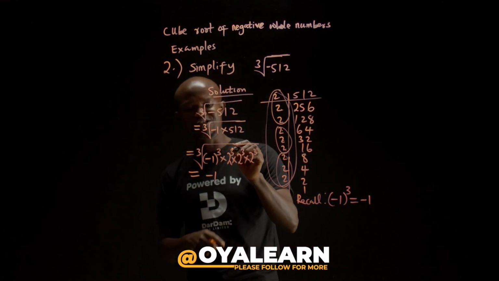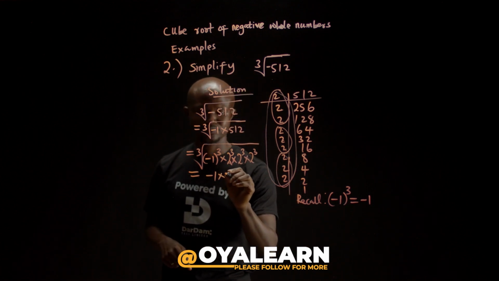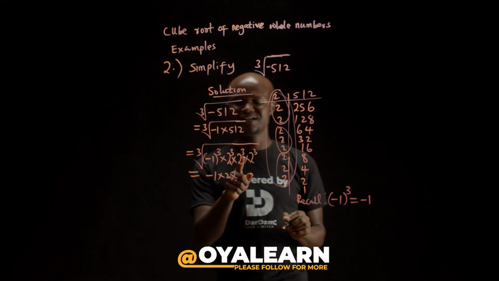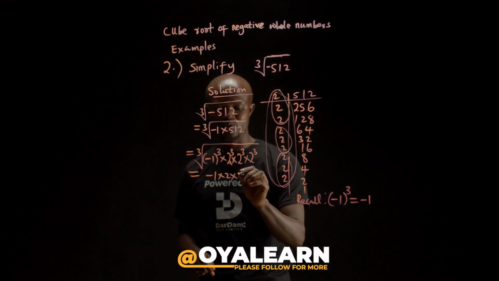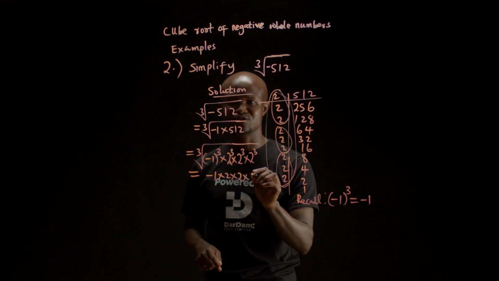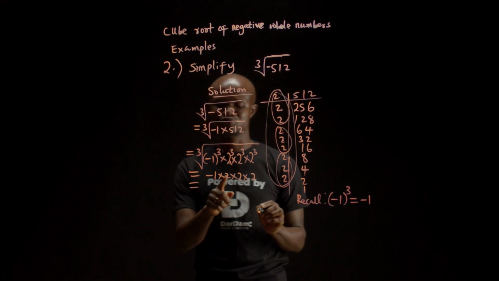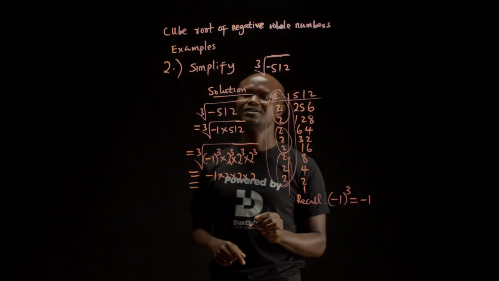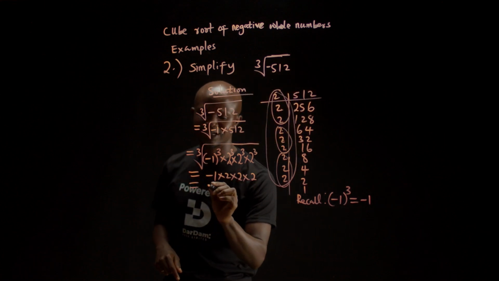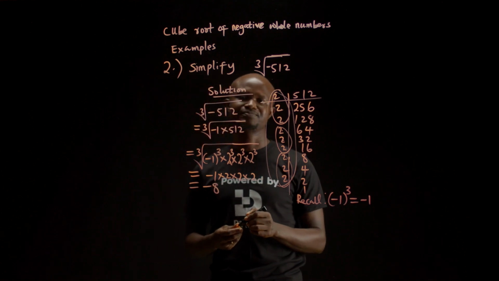For the next one, which is 2 raised to the power of 3, the cube root here is 2. Then, for the next one, 2 raised to the power of 3, we also have 2. And 2 raised to the power of 3, we have 2 also. So, the final answer, 2 times 2 times 2, what do we have? That is 8. Times minus 1, we now have minus 8. That is the solution to the problem. Thank you.